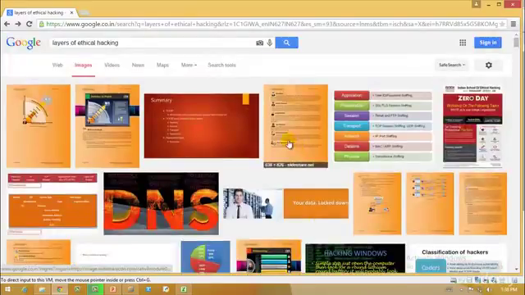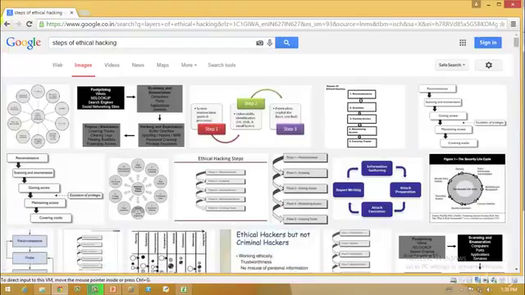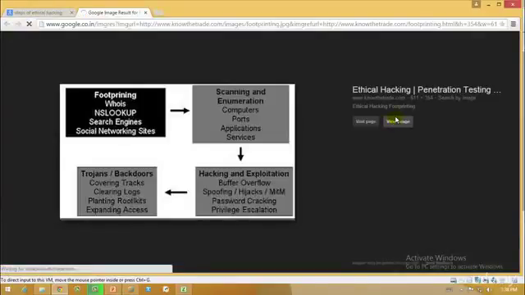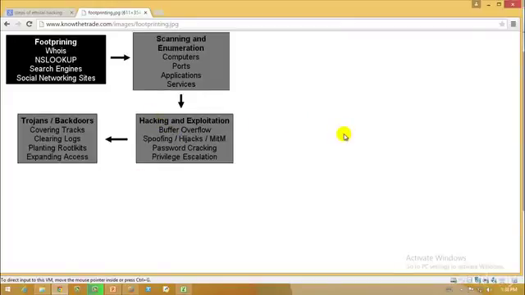Let me check. Okay, I think it's showing the layers of OSI, so I'll just type steps of ethical hacking. Perfect. These are the things we'll go through in detail related to ethical hacking. The first we would be looking at today is footprinting, whois, nslookup, search engines and social networking sites. After that, scanning and enumeration: computer ports, which ports are open and which are not, and what the application services are. Then trojans and backdoors, viruses, and finally hacking and exploitation: buffer overflow, spoofing, or different types of attacks, which includes even DDoS, which is not over here as of now. But these are the things I would be teaching you.